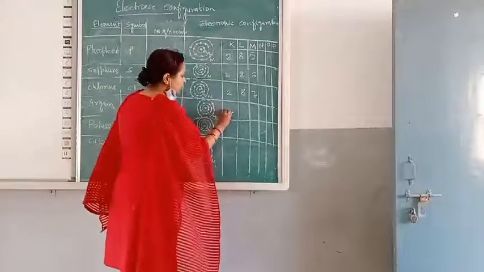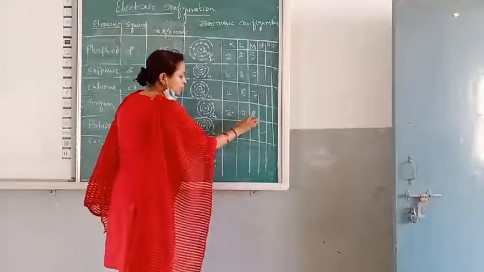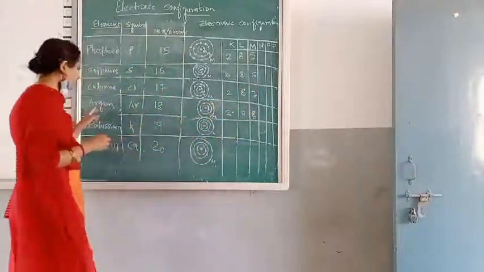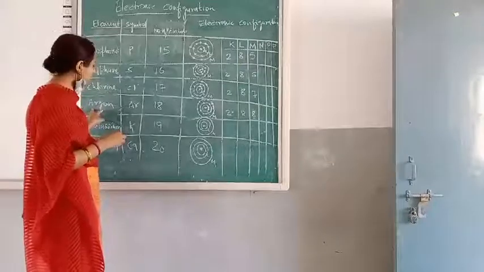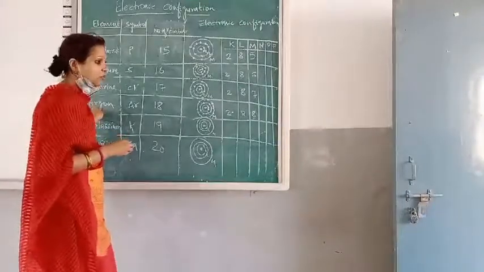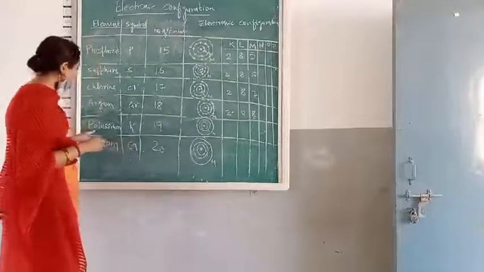So here you can see the electronic configuration is 2, 8 and 8. M shell is completely filled. And if you remember, argon is also one of the inert gas elements and it is also highly unreactive. Okay. Now next comes potassium.